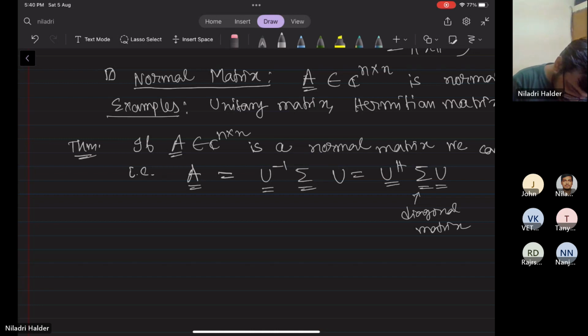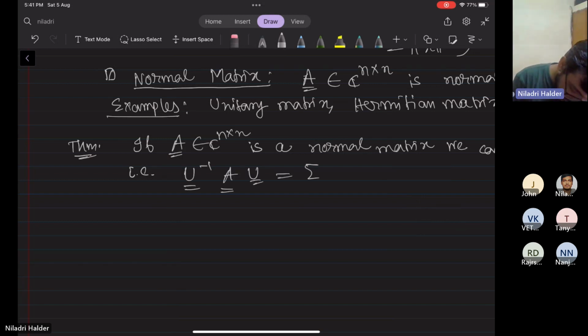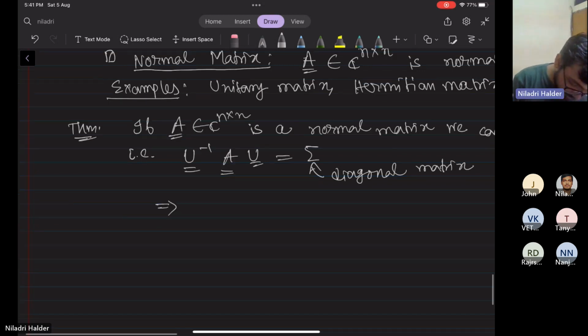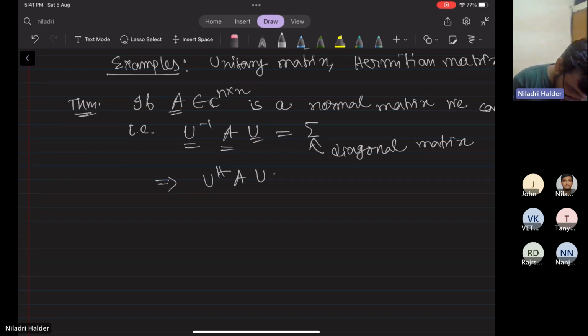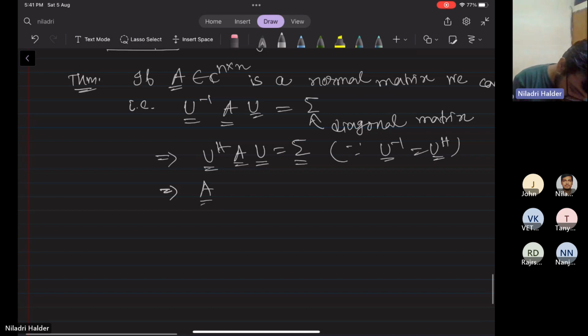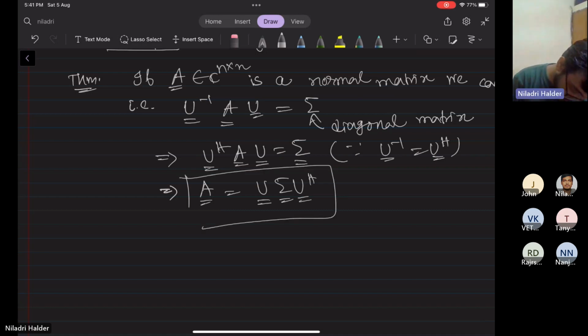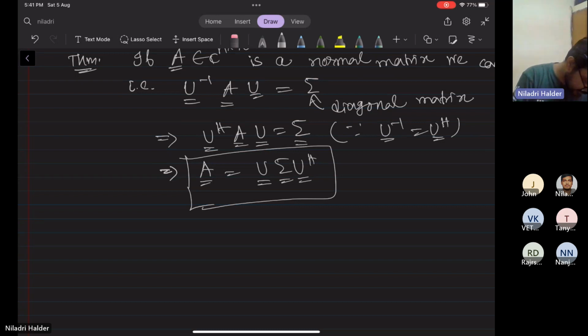Sorry, one more thing. Sigma is a diagonal matrix. As A is similar to a diagonal matrix, then we can write down U Hermitian A U equals sigma. As U is a unitary matrix, we can write down U inverse equals U Hermitian. So then A equals, multiplying with U in the left side, U sigma, then U Hermitian in the right side. So we can write down A like this.